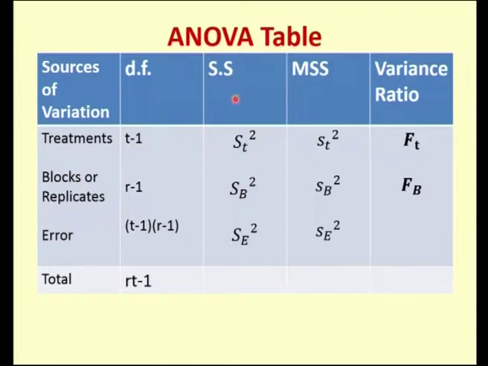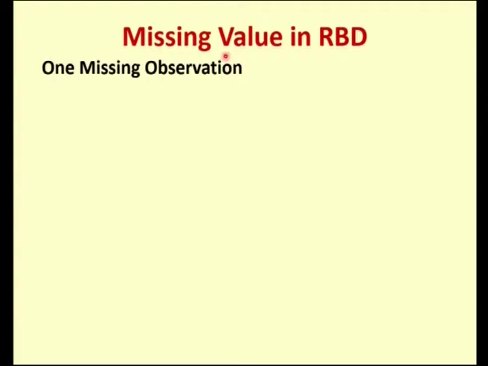And as I have mentioned earlier, the sum of squares is written, and the mean sum of squares, as I have mentioned, is obtained by dividing this sum of squares by their respective degrees of freedom, and finally the F ratio. Let us see the analysis of RBD with missing value. So, we will consider the case with one missing observation.